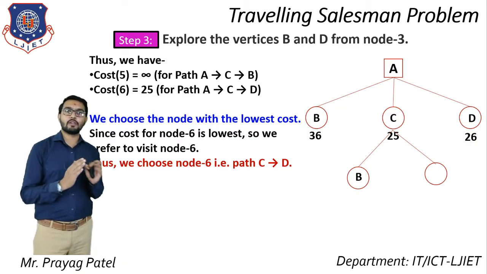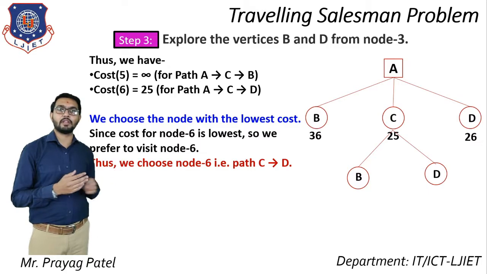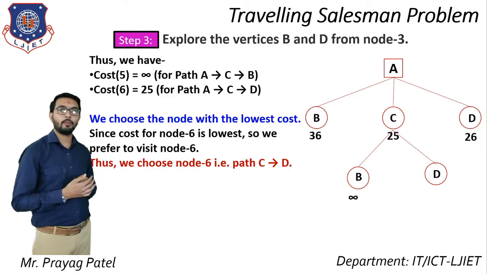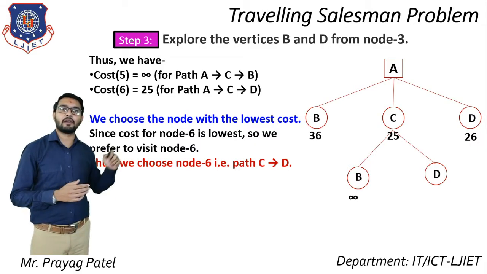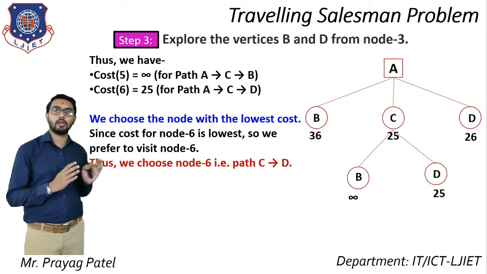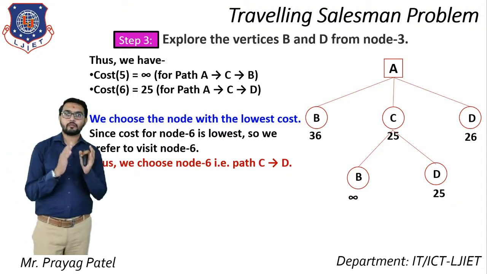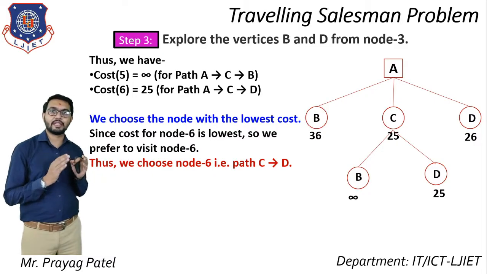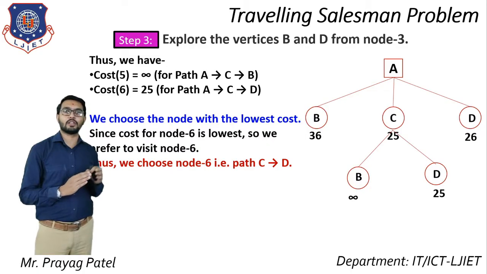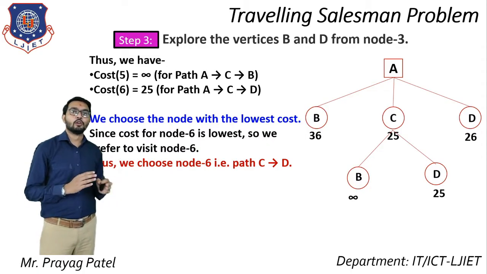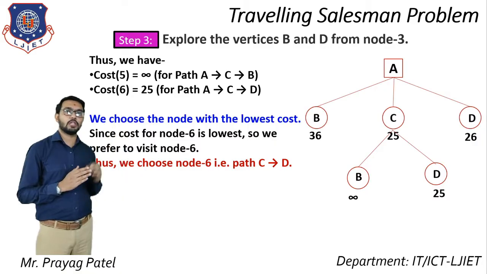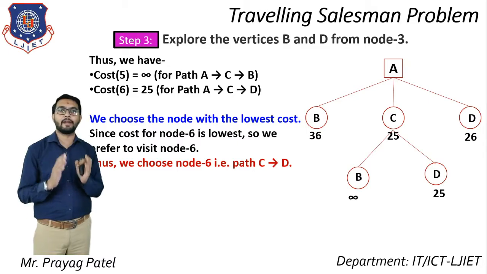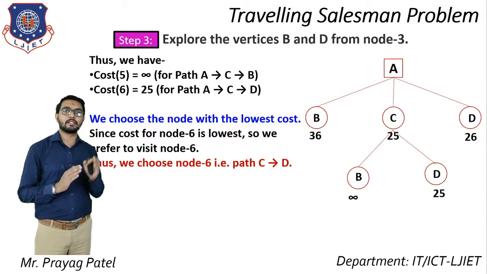For that, which value is considered for the path B and which value is considered for the path D? Here path B is considered as an infinite value and path D is considered as a 25 value, because we already found these two. So out of these two, consider the best value. Here the best value is 25. So we select node 6, so consider the path from C to D. Already we fixed one path from A to C, and now we finalize the second path as C to D. So our final or fixed path is A to C and C to D.